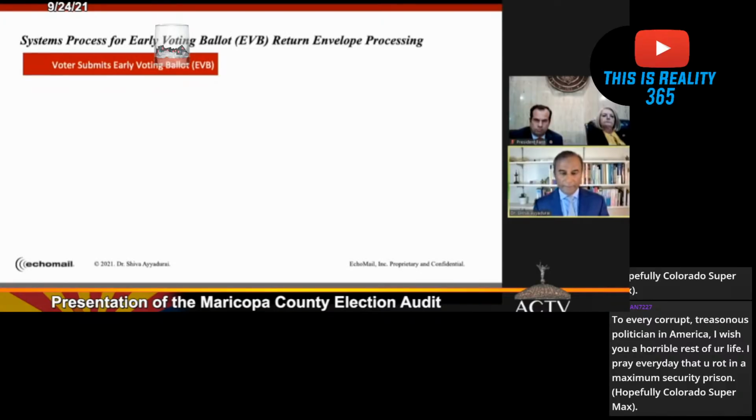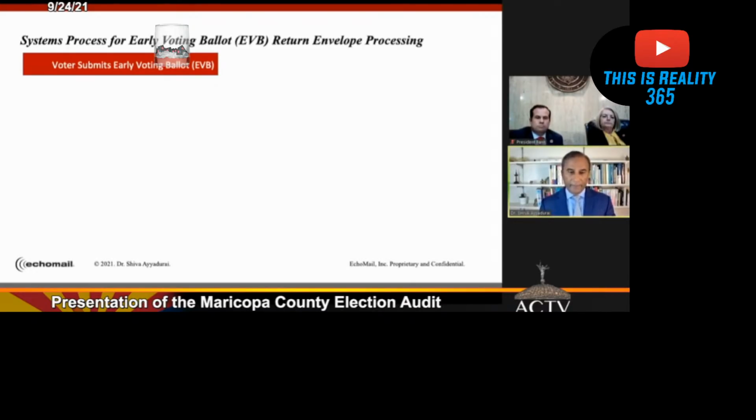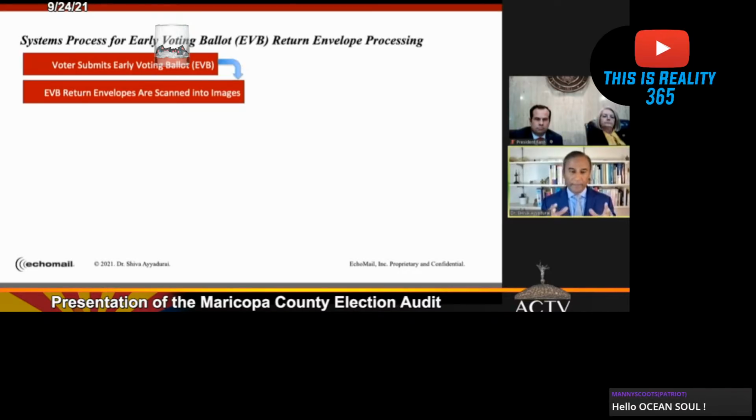The scope of our audit, I'm going to go through the scope of this audit by also going through the process, so it'll be somewhat educational. When early voting ballots, which some people, which is a subset of those, are called mail-in ballots, are submitted, those ballots are imaged, which means scanned, converted to digital images. So the EVB return envelopes, we're talking about the outside, the covering, that important covering within which is contained the ballot, is scanned before they're even tabulated. So the EVB return envelopes are opened and scanned, okay?